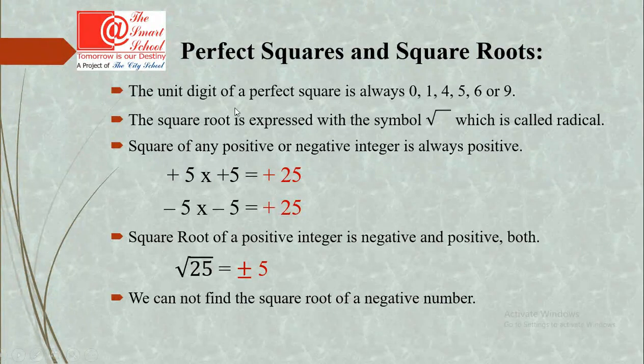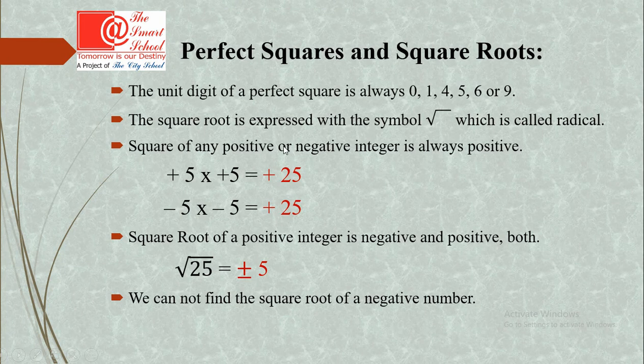The unit digit of a perfect square is always 0, 1, 4, 5, 6 or 9. Any big number, but the unit place has 0, 1, 4, 5, 6 or 9. The square root is expressed with the symbol which is called radical. So this symbol is called radical, and the number we write inside is called the radicand.